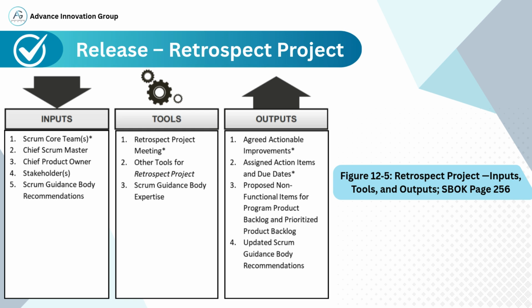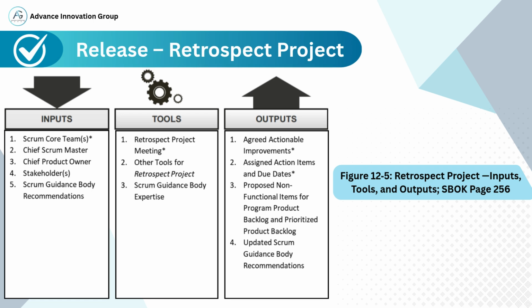Outputs. 1. Agreed, actionable improvements. Realistic steps the team commits to for future projects. 2. Assigned action items and due dates. Responsibilities are clearly defined and scheduled. 3. Proposed non-functional items, such as performance, usability, or security enhancements, added to the product backlog.